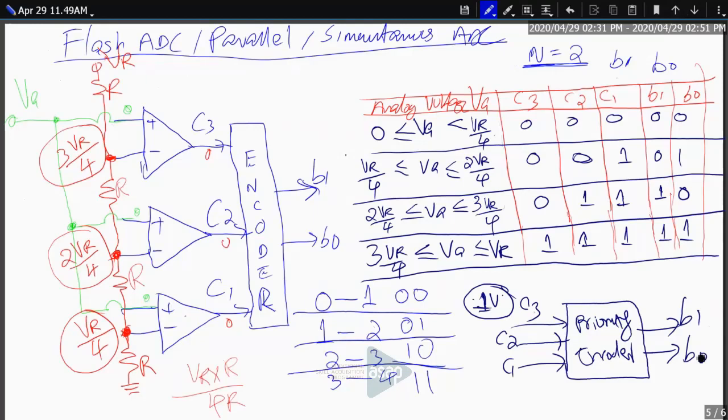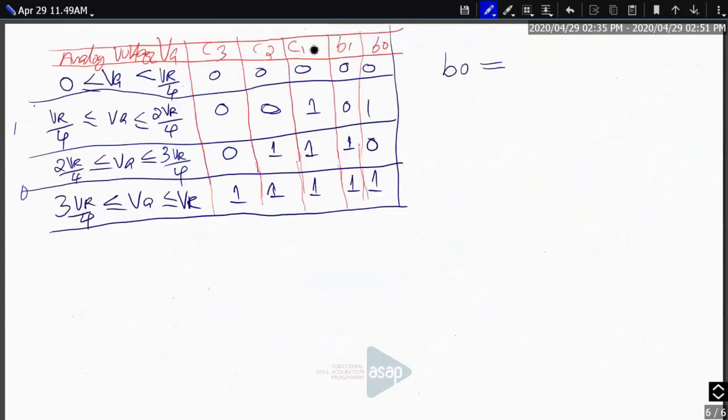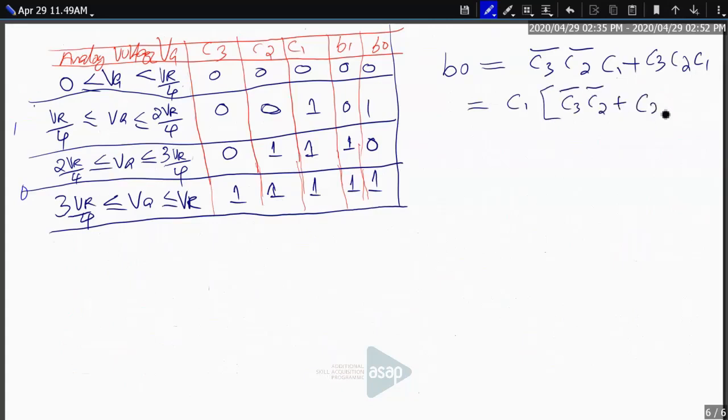Therefore, when C2 is high, naturally C1 will also be high, but the priority is for C2. That means C2 is the second one, and that is why it is coded as 1, 0. When only C1 is high, it is 0, 1. And when C3 is high, C2 and C1 will also be high, but the priority is for C3. That is why it is coded with the binary equivalent of 3, that is 1, 1. So this is actually a priority encoder, which follows this flash ADC.